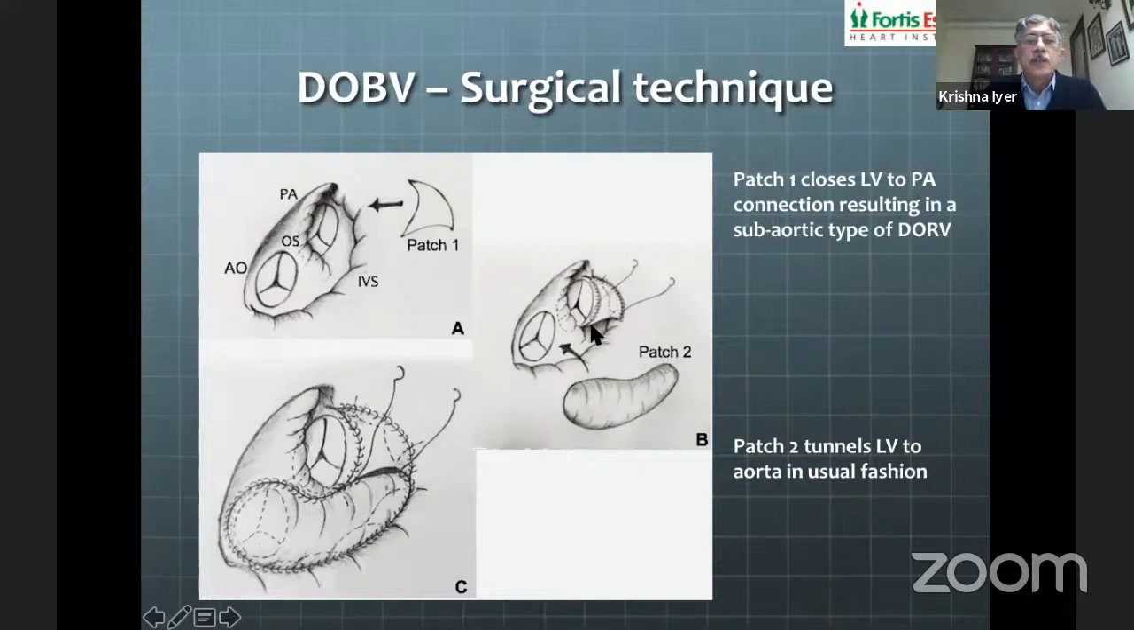So when you place that patch, it essentially converts the defect into a double outlet right ventricle with a subaortic defect. Then the second patch conforms to the usual intracardiac tunneling of a double outlet right ventricle with a subaortic VSD. The two patches are sutured together where they are adjacent to each other. This complicated closure of the interventricular communication results in the left ventricle being diverted to the aorta and the right ventricle remaining connected to the pulmonary artery.